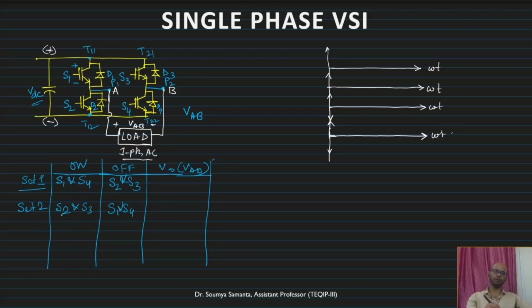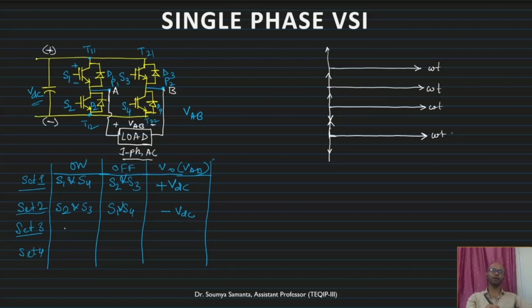So now what was the set 3? Before that, let us describe the voltage. Output voltage will be positive VDC. This will be negative VDC. Okay. So now in another case, suppose set 2 is done, set 3, in set 3 and set 4.